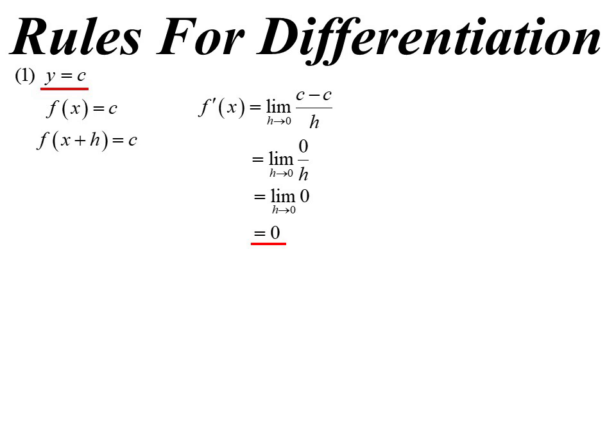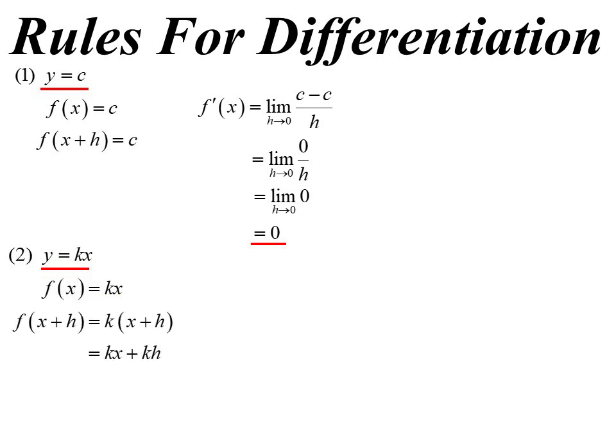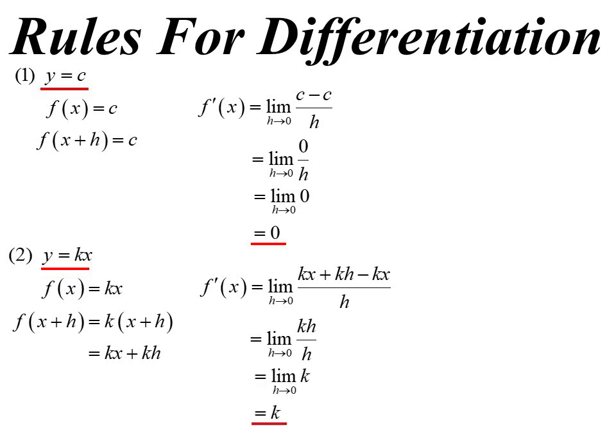So let's build it up and go, well, what about when it was some multiple of x? And again, we know that should end up being k because it's the slope of the line. But let's prove it. Function x is kx. Function x plus h would be kx plus kh. Subbing that into our formula, the h's now cancel and we get k. So it confirms what we already know.